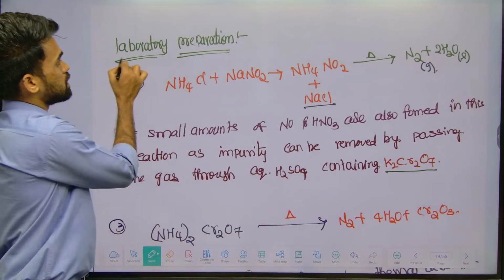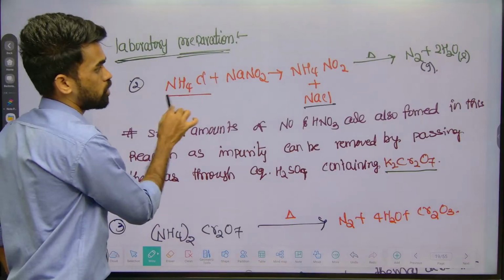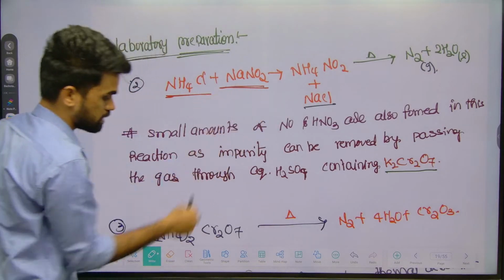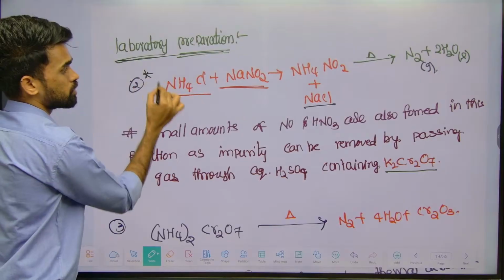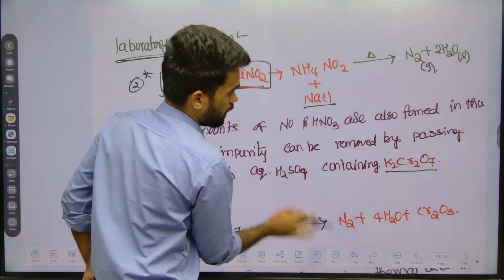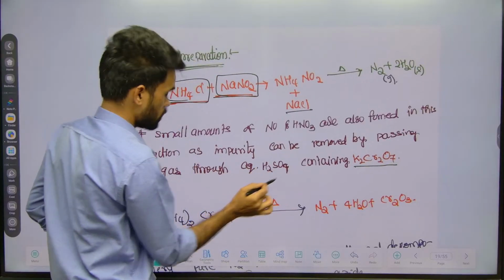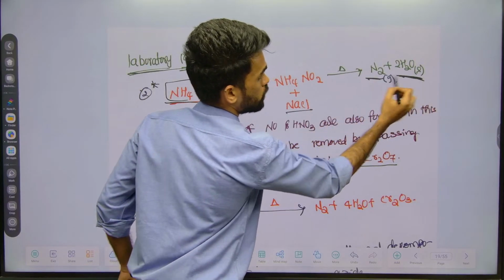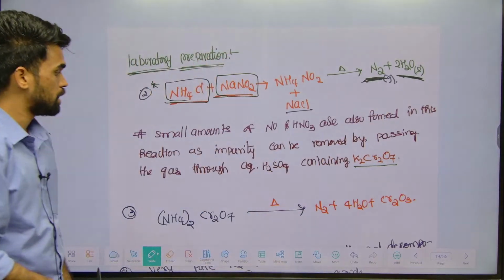So first one is laboratory preparation. Here ammonium chloride is treated with NaNO2. Write these 3 methods. So first one is what? Ammonium chloride with NaNO2 gives you N2 plus 2H2O. So N2 gas is liberated. Okay.